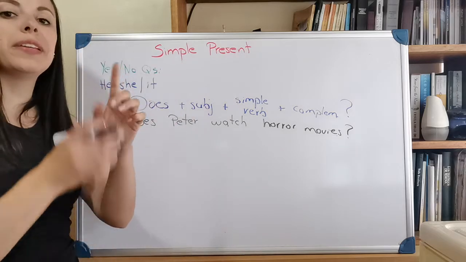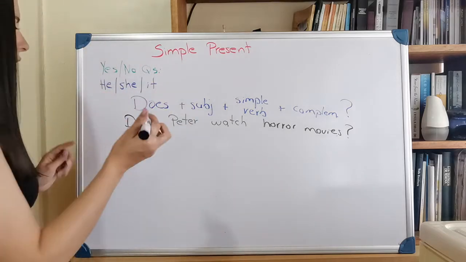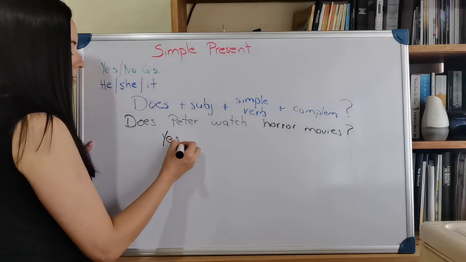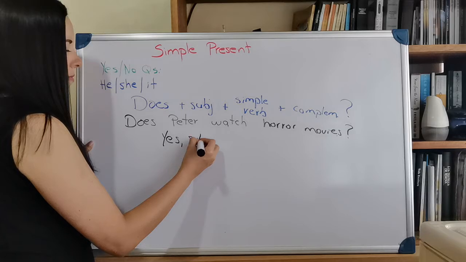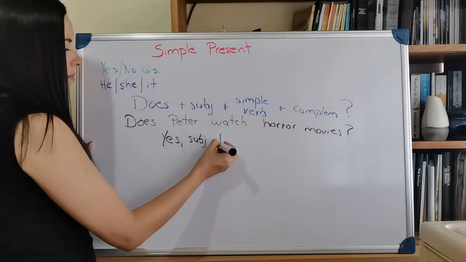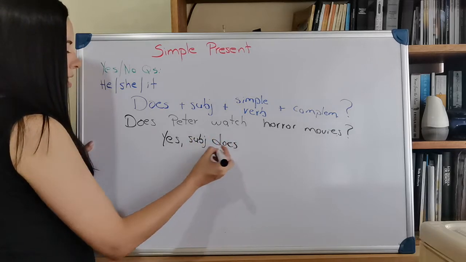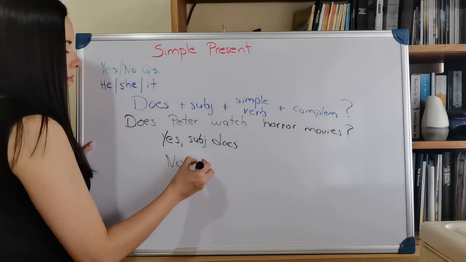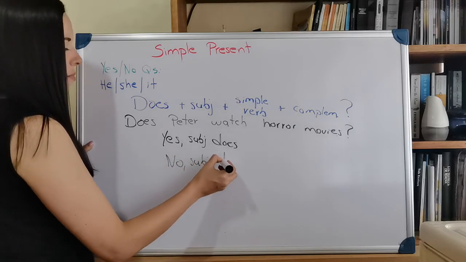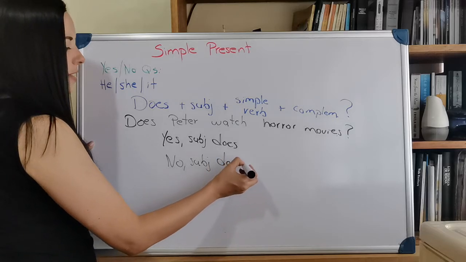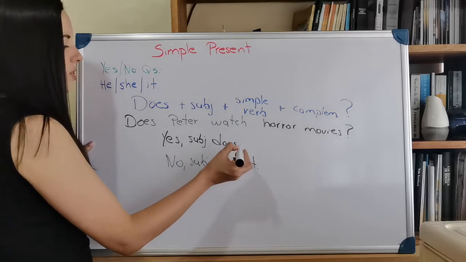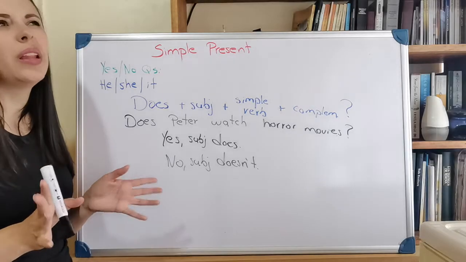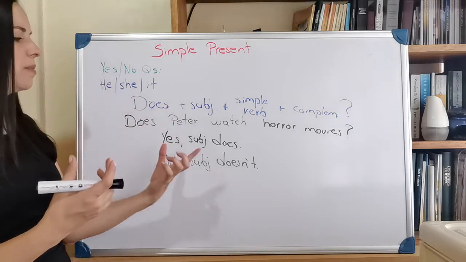And we also have a structure to give that answer, okay? We can say yes, subject, does, or we can say no, subject, and since this is negative, we need to use the doesn't. Okay? Those are the only two possible answers. Like in general terms, those are the two possible answers.